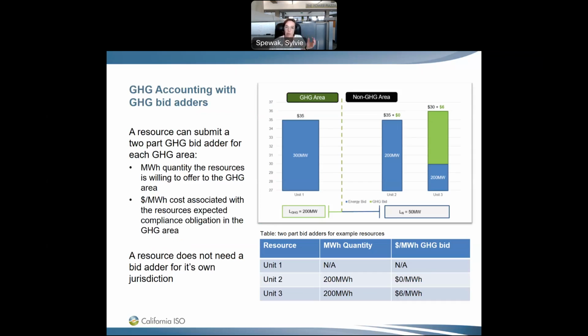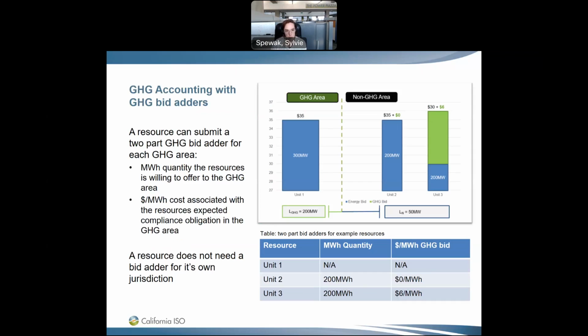Resources have to opt in to tell the market that they're willing to fulfill the administrative reporting obligation and the monetary compliance obligation that comes with serving a GHG regulated area. The opt-in nature also allows resources to hold back some capacity if that capacity is being used to fulfill regulations or contractual obligations elsewhere. So in short, the megawatt quantity portion of the bid is an opt-in, and it tells the market what capacity a resource is willing to opt for consideration to transfer to the GHG area.